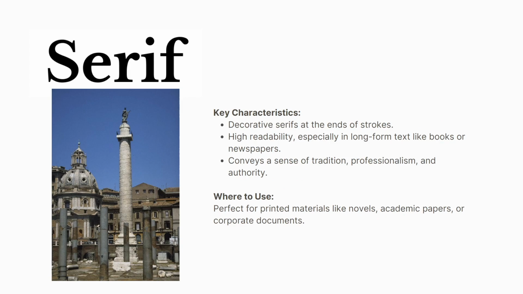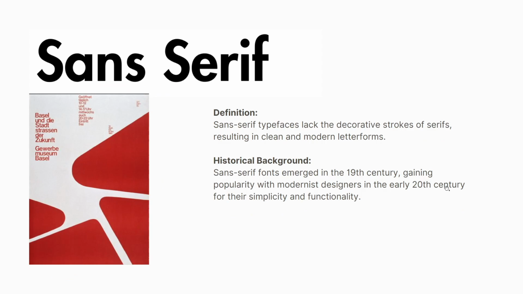So if you have something long form like a book, a magazine, a newspaper, you're going to want it to be easily digestible. And so a serif is going to help give your eye those little pause points that you need so you don't get eye fatigue. It's also going to have this sense of tradition, professionalism, and authority whenever you're using it. And so this is great for something like a novel or a book or academic papers or some sort of corporate documents.